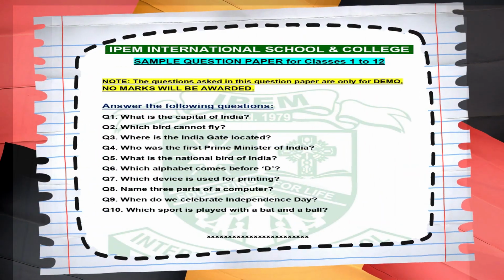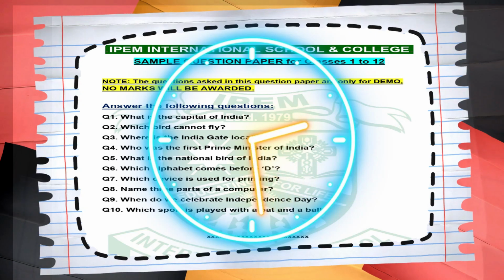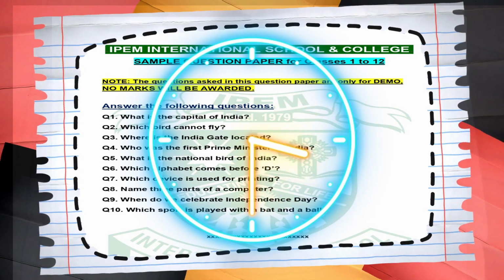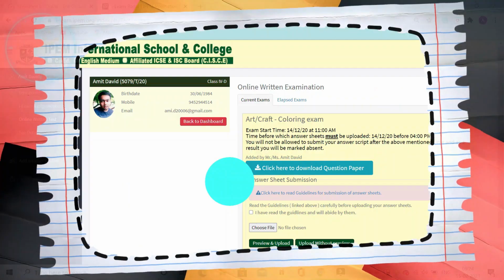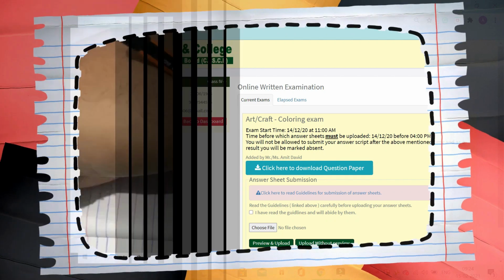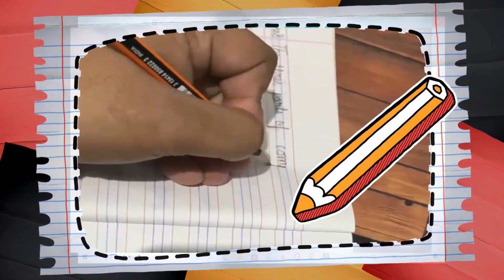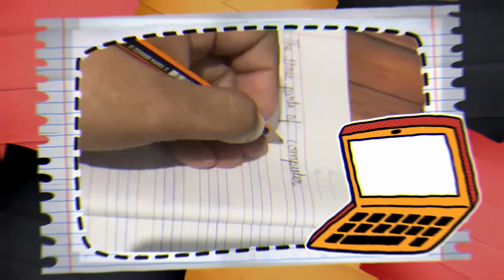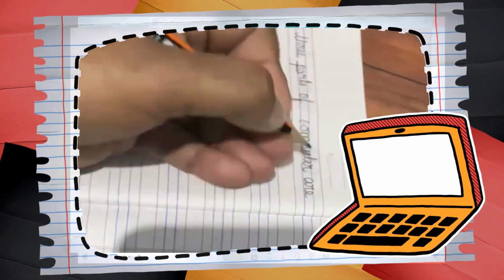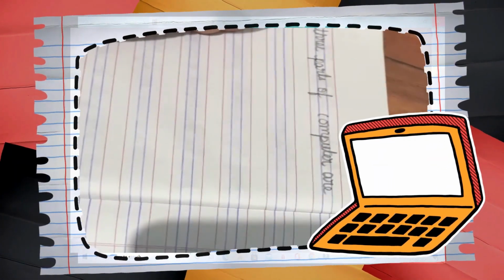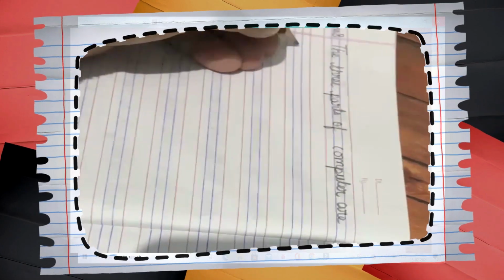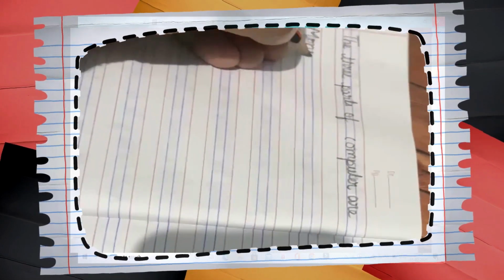The question paper will only be available at the scheduled time as per your exam timetable and not before that. Students will download the question paper and complete the written exam in their exam copies and then upload their handwritten copies before the scheduled end time. The test date and time for download and upload will be clearly given.